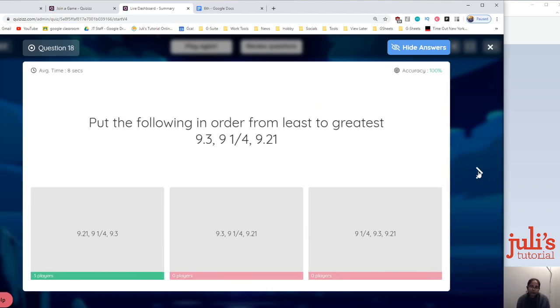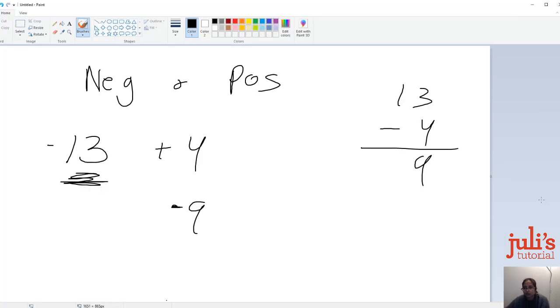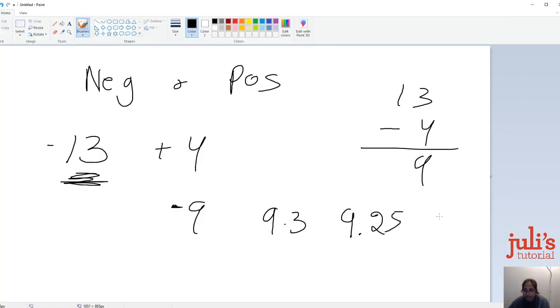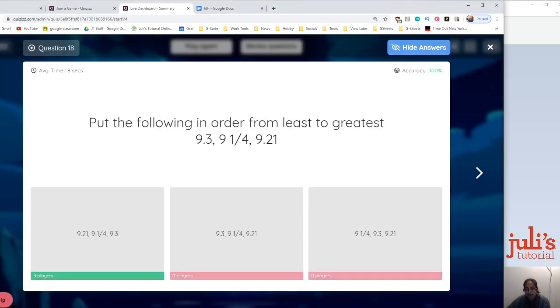Put the following in order from least to greatest: 9.3, 9.14, 9 and 1/4, which is 9.25, and 9.21. So rewrite it. We get 9.3, 9 and 1/4 is 9.25, and then 9.21. So 9.21 is first, then 9.25, and then 9.3. You guys got it right. Good job.